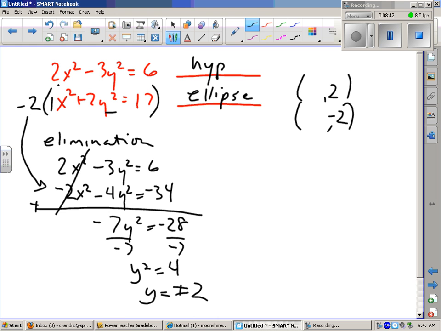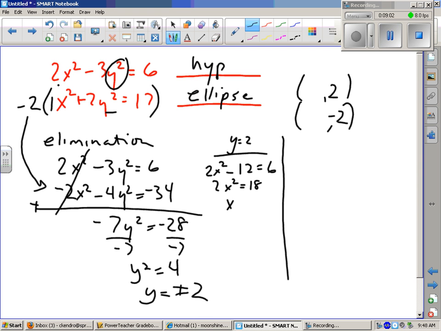So if y is 2, I'll do it here. If y is 2, I have 2x squared minus, put a 2 in there, I get 4 times negative 3 is 12, equals 6. Bring the 12 over, 2x squared equals 18, x squared equals 9, x equals plus or minus 3. So I have a 3, but I have to do another one with a minus 3 and a 2, because the 2 has a plus or a minus 3, so I have to write it again.